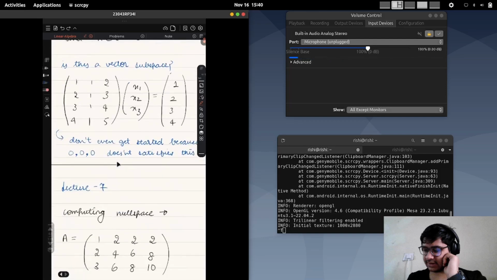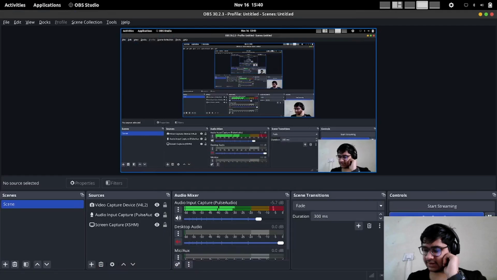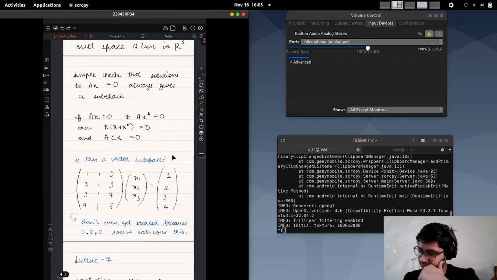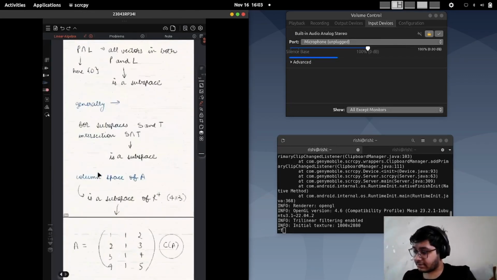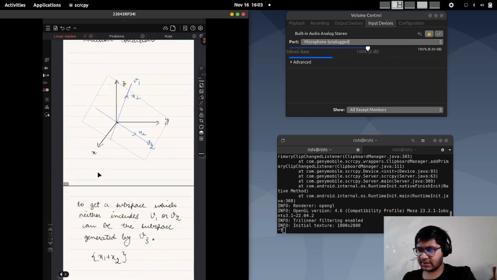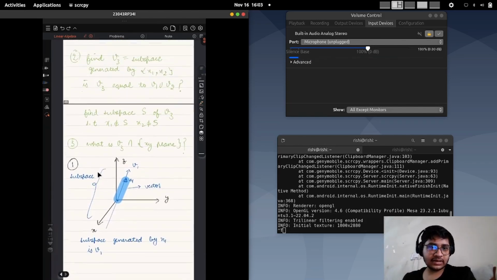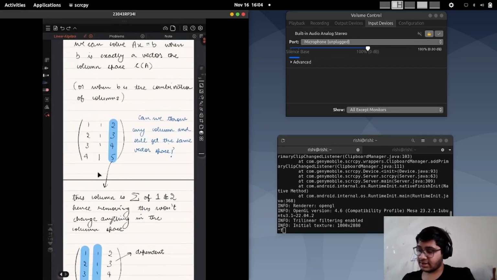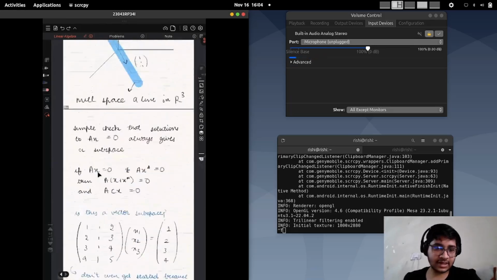Is this a vector subspace? Let's see. Let's move on here, and let's talk about this one. So we know that to determine a vector subspace, we have already calculated the column space and the null space. The first condition was that it should pass through the 0 vector. It isn't passing through the 0 vector, by the way. Let's see if it is.